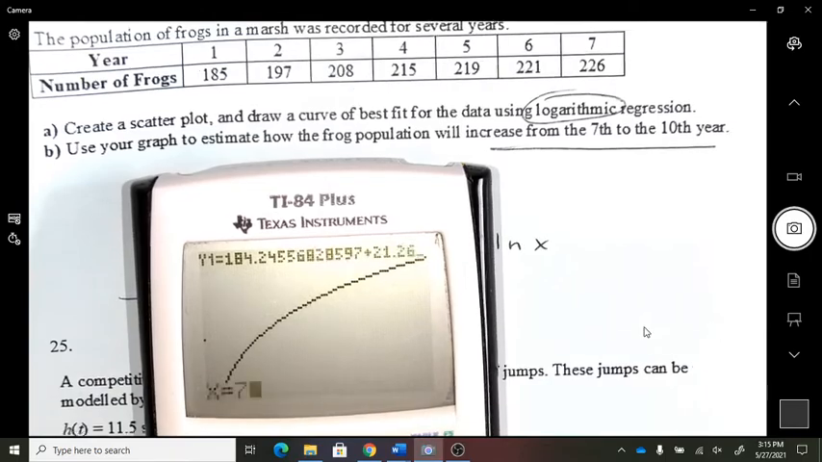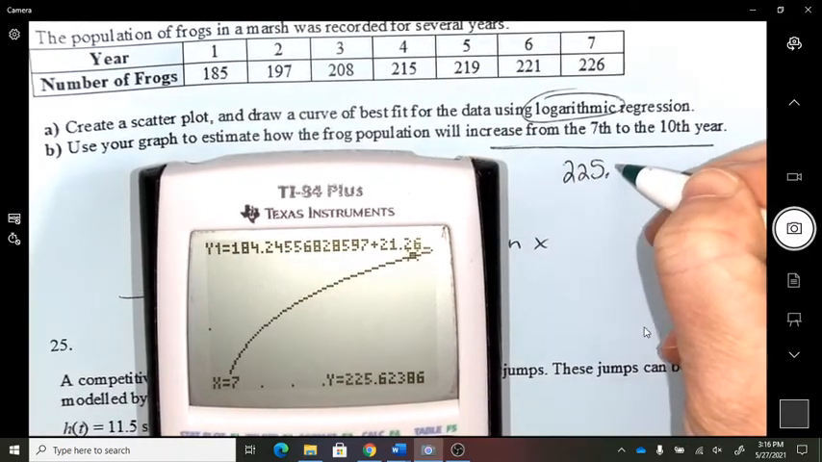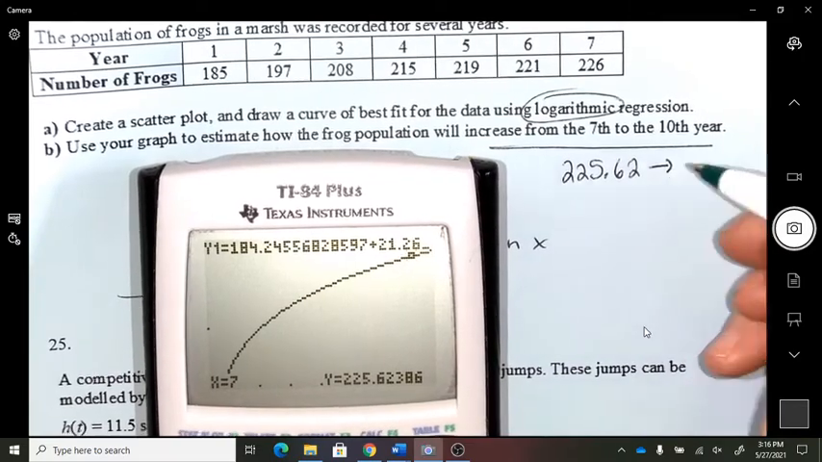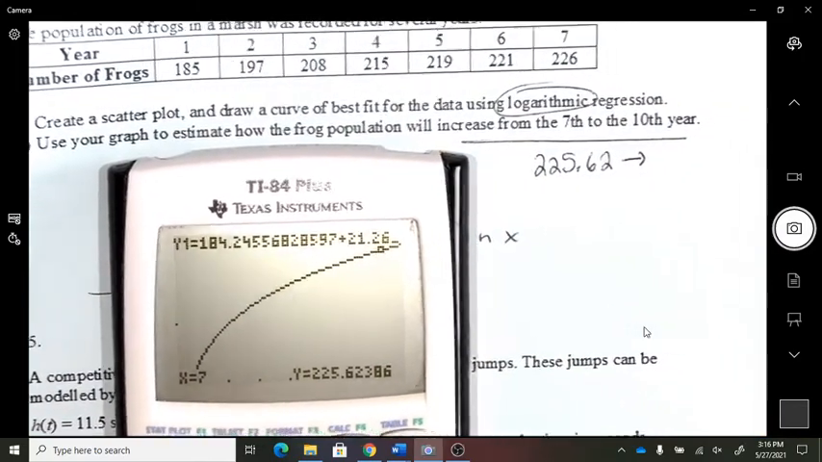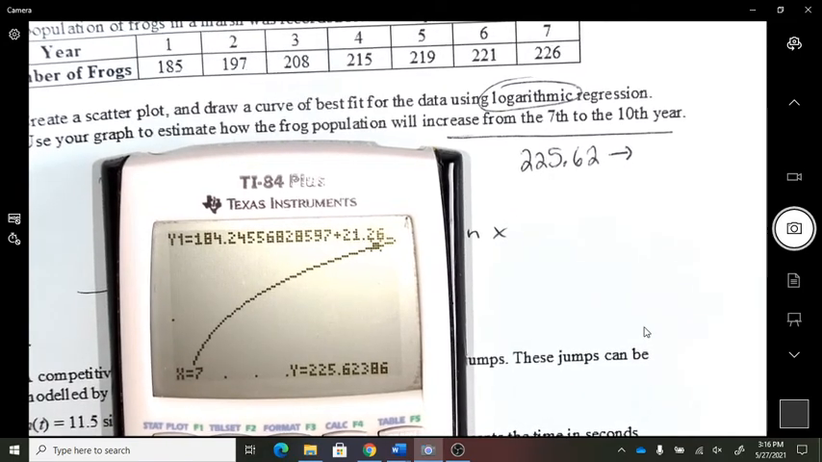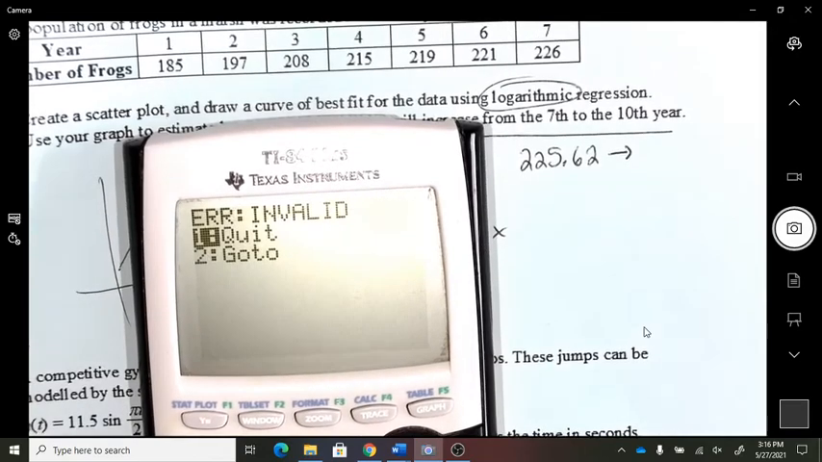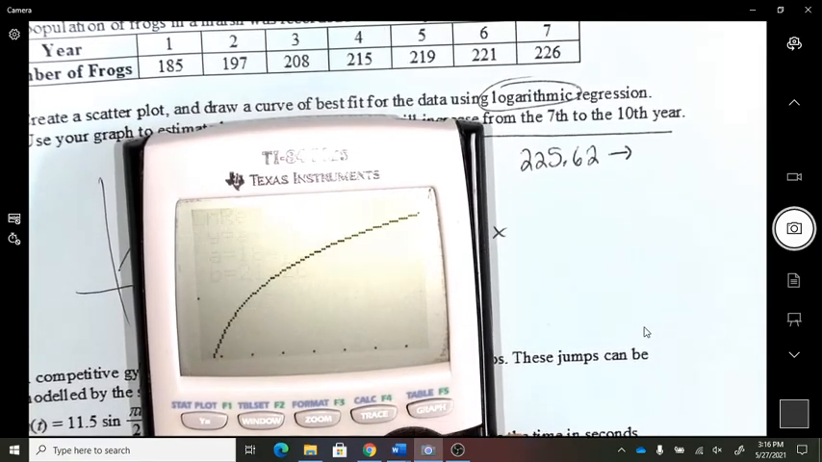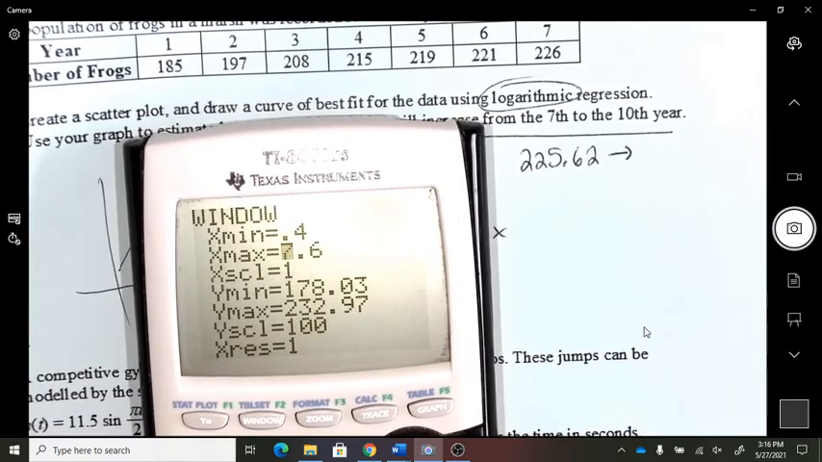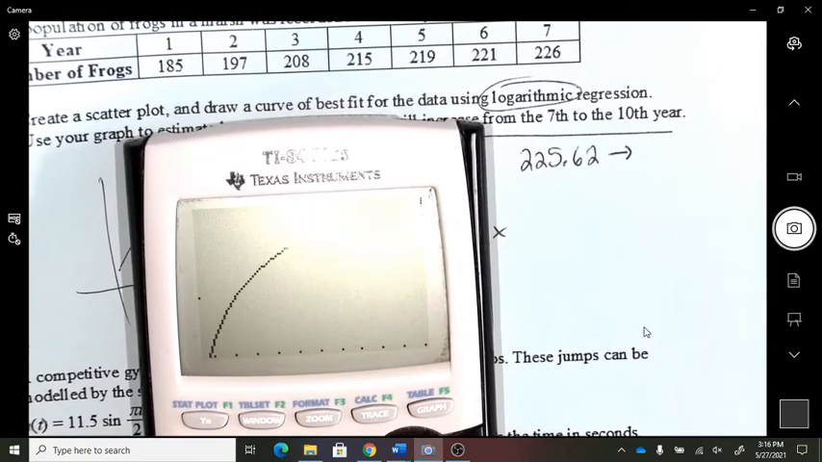Okay, trace 7. So 225.62. And then you're going to have to trace 10. And you know what? You're probably going to get an error. Does anybody know why I got an error? My window has to fit the 10. So I got to make the window bigger. So if you get an error there, that would be why.